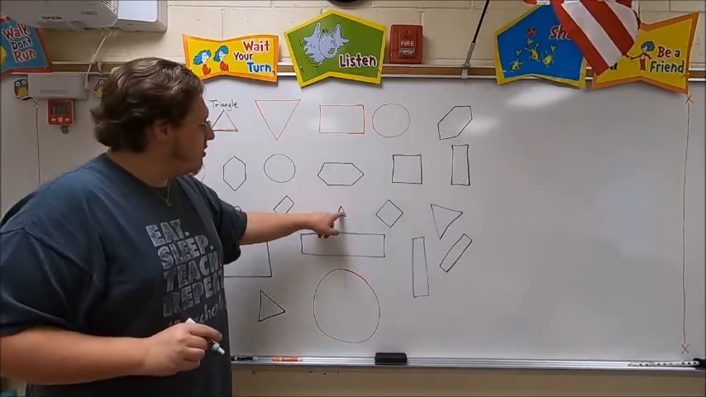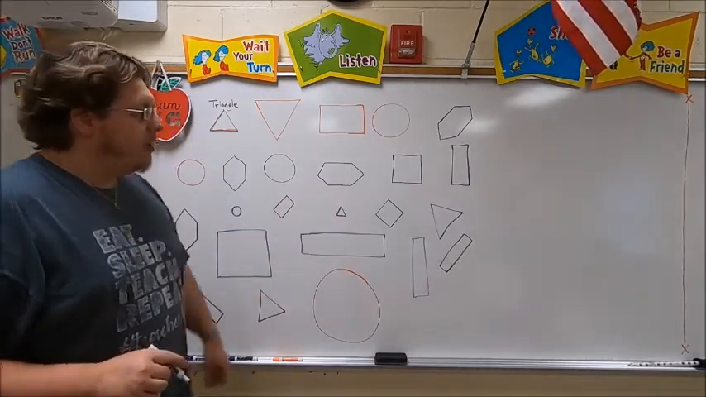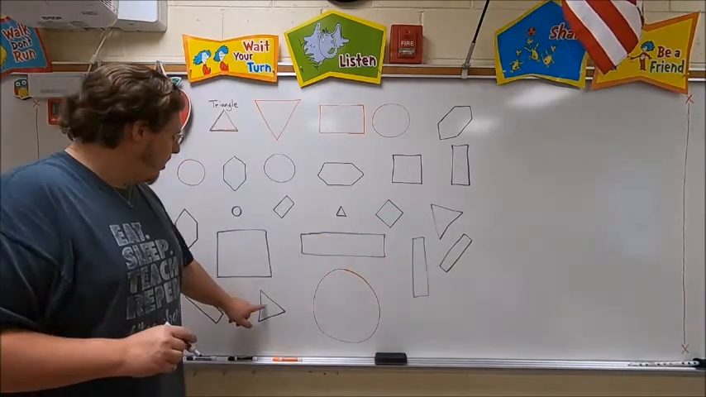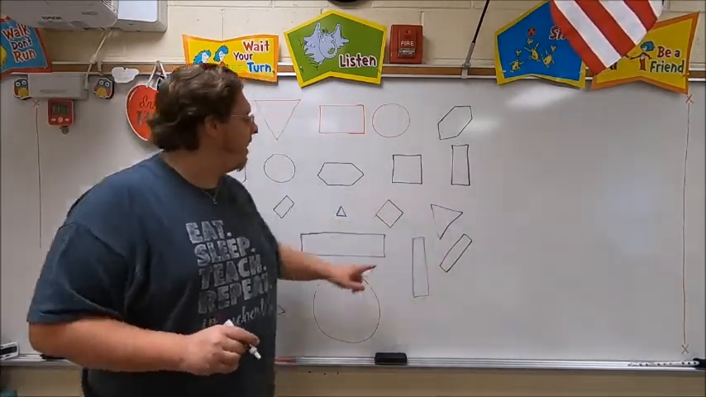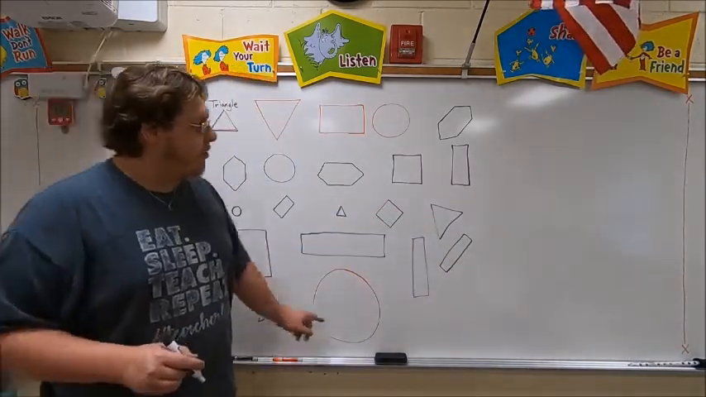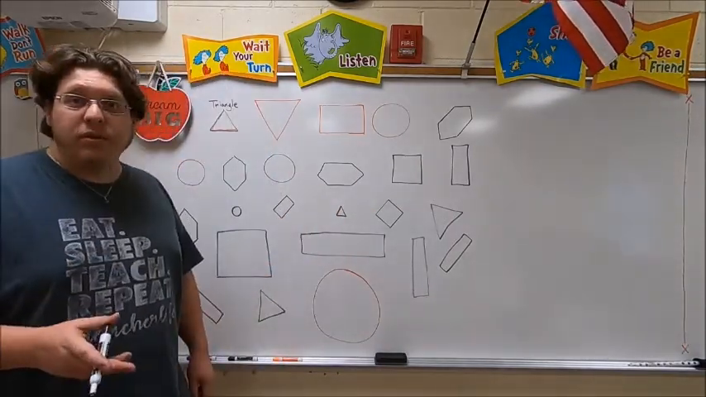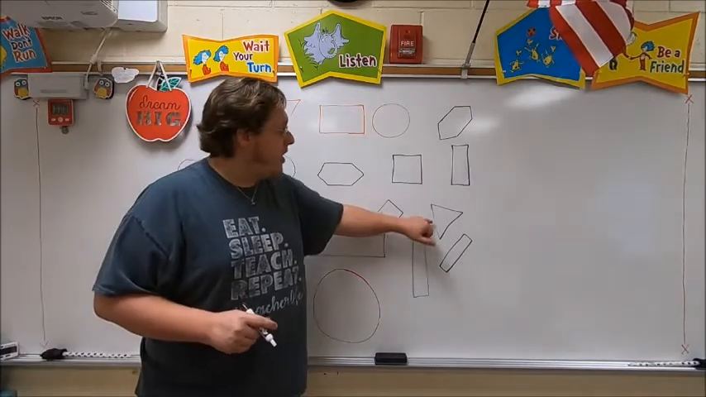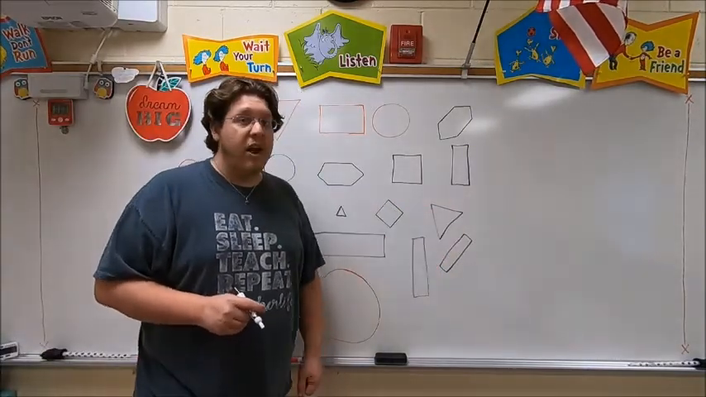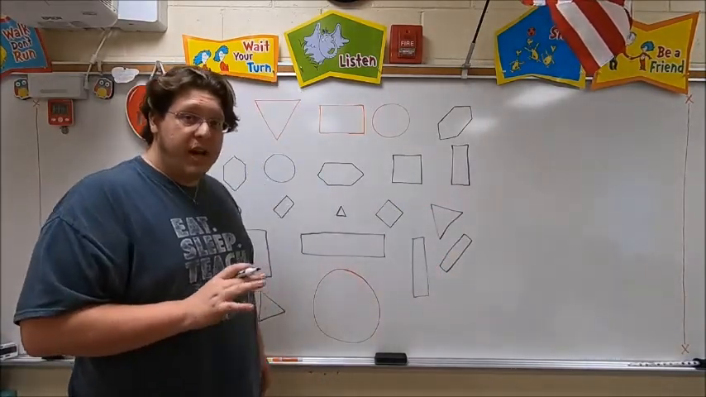And if I look down here, there's another triangle. Here's another triangle. And here's another triangle. These are not facing up or down. They're kind of facing to the right and to the left. So they're still triangles though, because they have three sides and they're a flat shape.